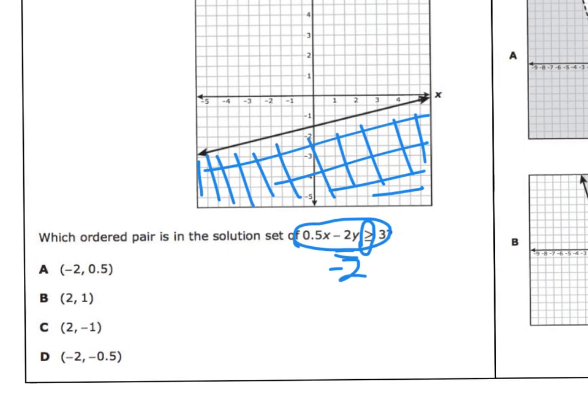So if we plot these points, we have negative 2, up 0.5, so that would be here. That's letter A. Letter B is at over 2, up 1. Letter C is at over 2, down 1. And letter D is at negative 2, negative half. So notice that the only one that is in the solution or on the line, because it is greater than or equal to, so that tells us the line is solid, is answer choice C.